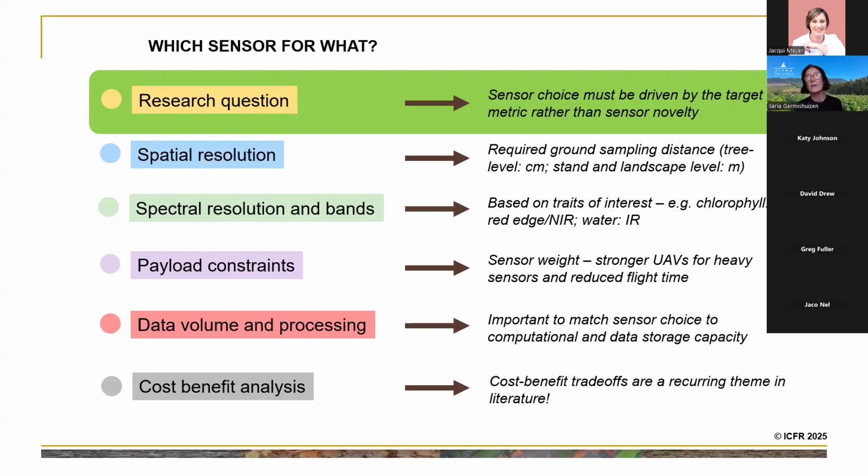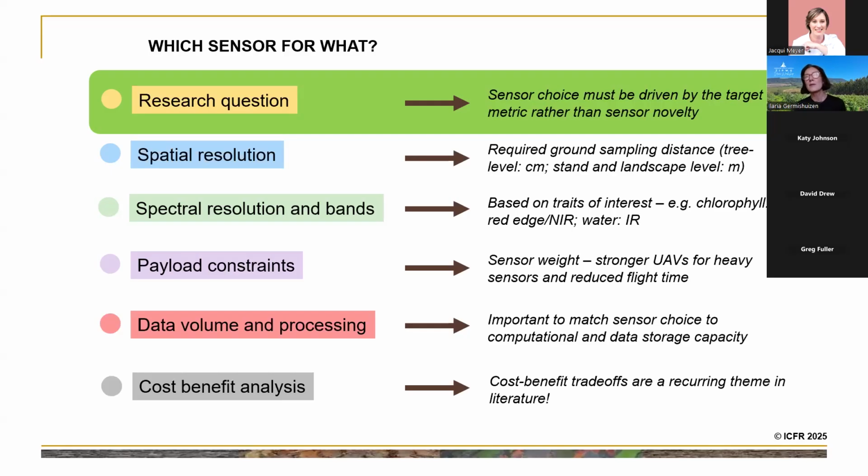Another important aspect is the payload constraints, so the sensor weight. We can buy a very expensive sensor that will do wonderful things, but our drone, our carrier, is not strong enough, not big enough to carry that sensor. Also, the bigger the sensor, the more the flight time is reduced because of the higher consumption. So that's also something important to keep in consideration.